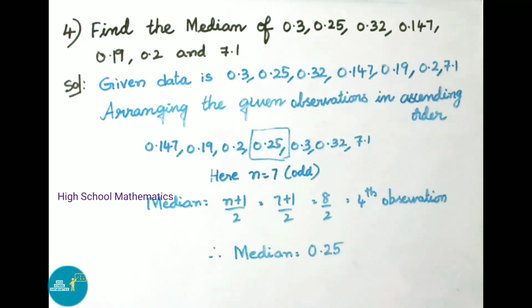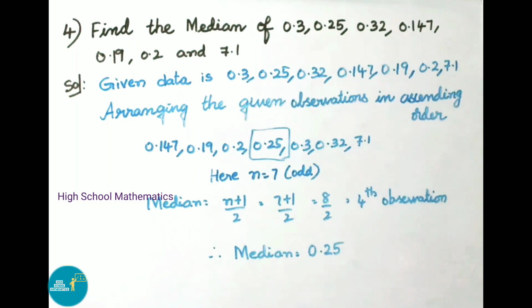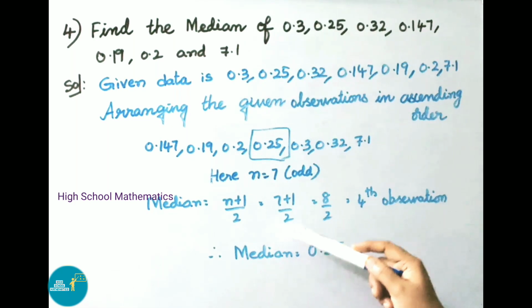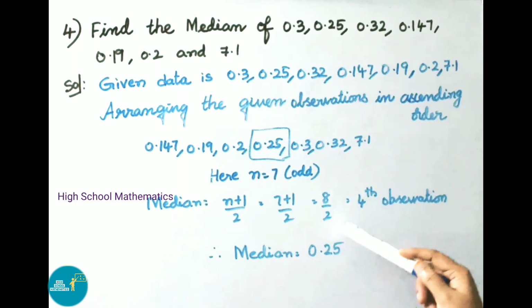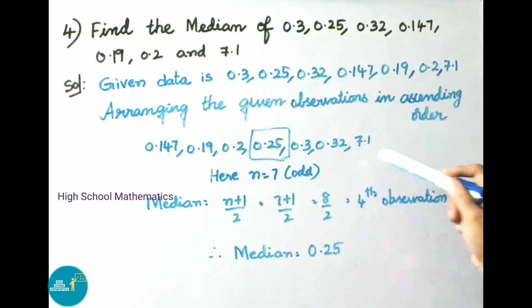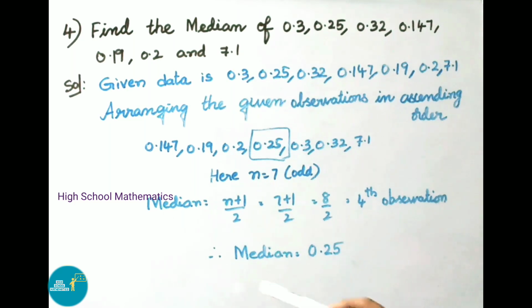Here number of observations were 7. So n value is equals to 7, which is odd number. So median is equal to n plus 1 by 2, that equals to n means 7. So 7 plus 1 by 2, that equals to 7 plus 1, 8 by 2. 2 table 8 is 4 times, so median is 4th observation. In the given observations, 4th observation is 0.25. Therefore, median of given data is 0.25.